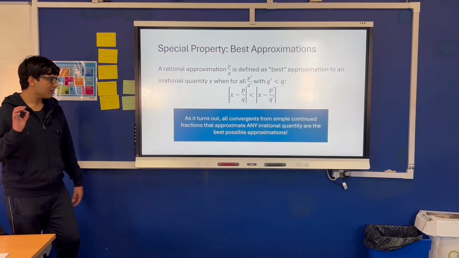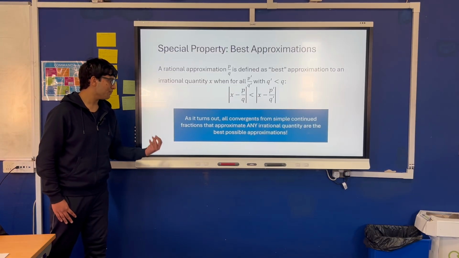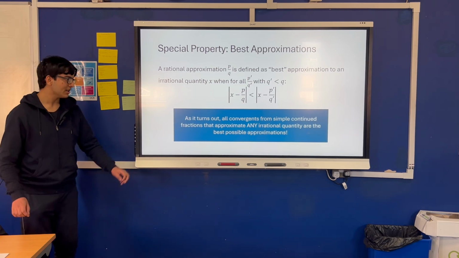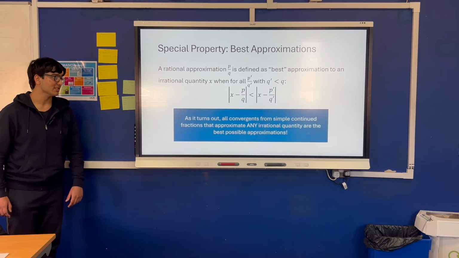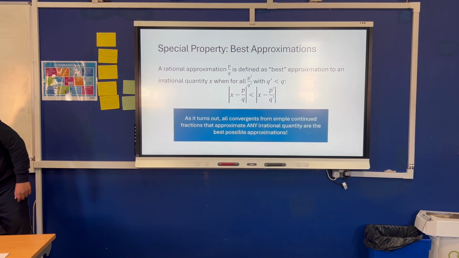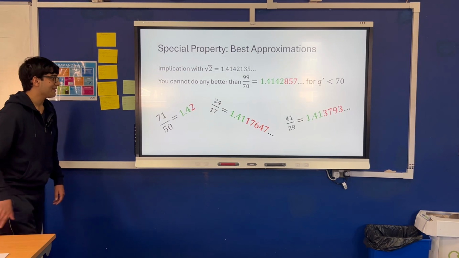And as it turns out, all convergents from the simple continued fractions that approximate any irrational quantity, not just square roots, are the best possible approximations. To demonstrate this, let's go back to our square root example and look at the sixth convergent this time.